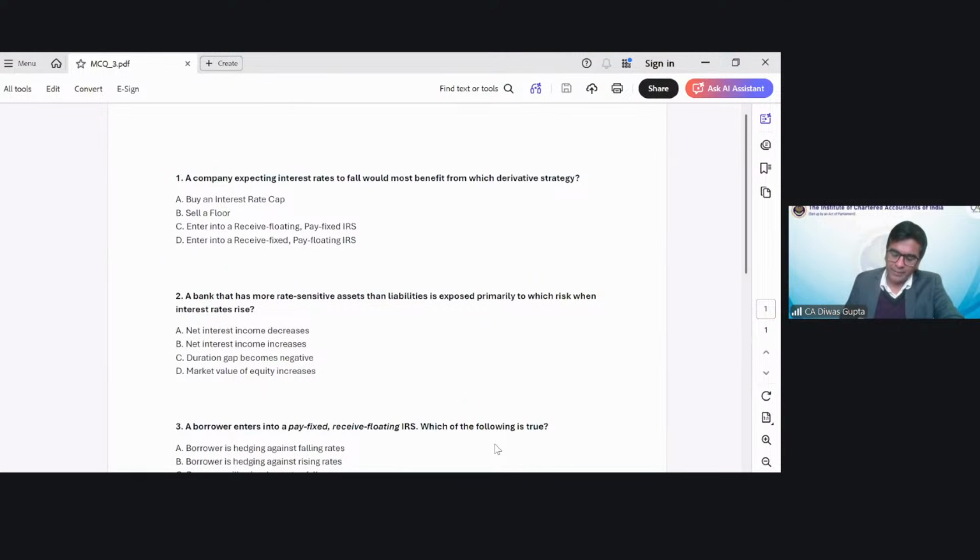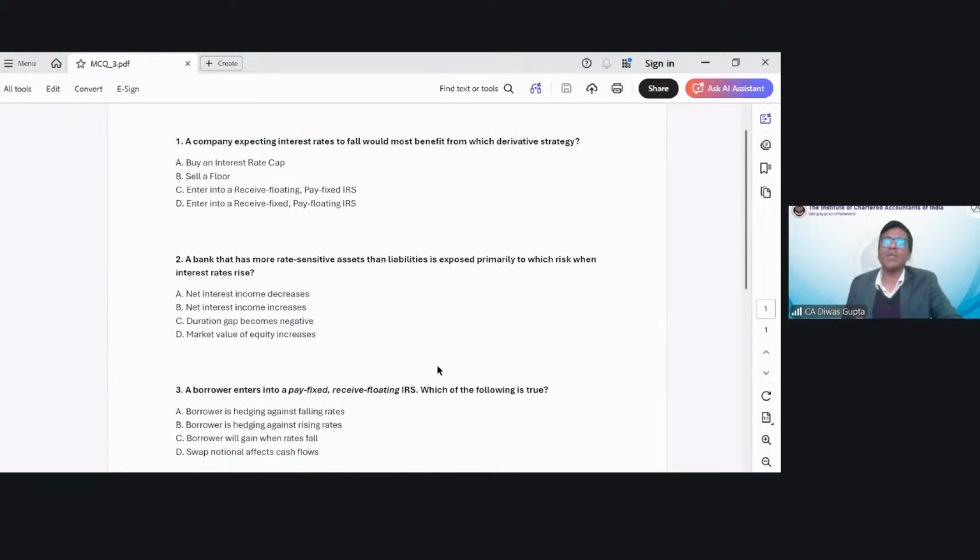Perfect. So a company expecting interest rates to fall would most benefit from which derivative strategies? Okay. Wherein we are expecting that the interest rate will fall. Just a second, let me see the answers of who all are answering. Just a second, I have to open the chat box here only.